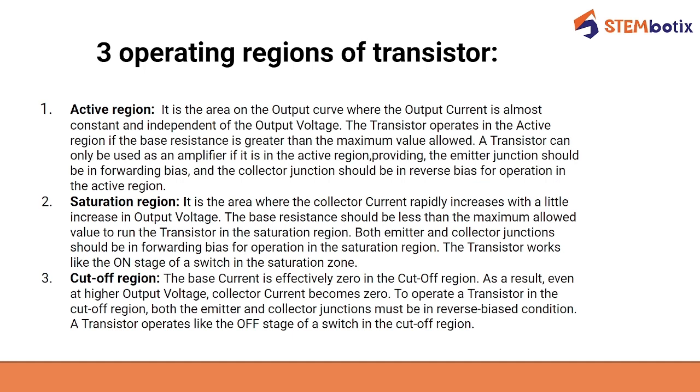A transistor operates like the off state of a switch in the cutoff region. So the saturation region performs the on state of a switch, while the cutoff region behaves like the off state of a switch. To operate your transistor in the cutoff region, the emitter and collector junctions must be in reverse bias condition, and hence the base current is effectively zero. There would be no flow of current.